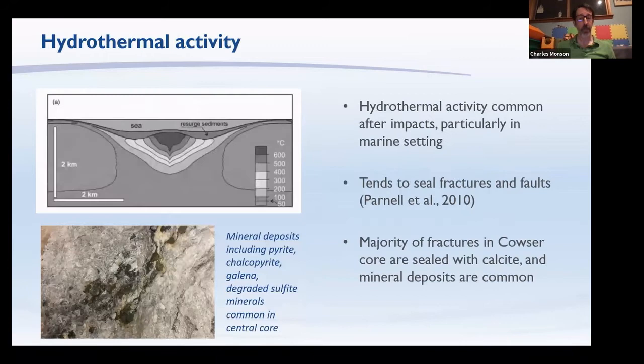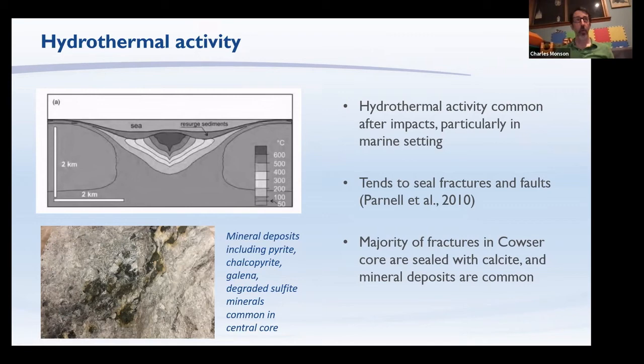Okay, so there you go. Hydrothermal activity. It does tend to seal the fractures over time. It's kind of self-limiting because over time that hot fluid circulating through carries dissolved things with it, which eventually precipitate out and fill the fractures. If you look at the Kauser core, we definitely see evidence of this happening. We see lots of sort of degraded sulfide minerals, galena, sometimes in, I don't know if you could quite call this a vein, but kind of a band, pyrite, chalcopyrite, things like that.